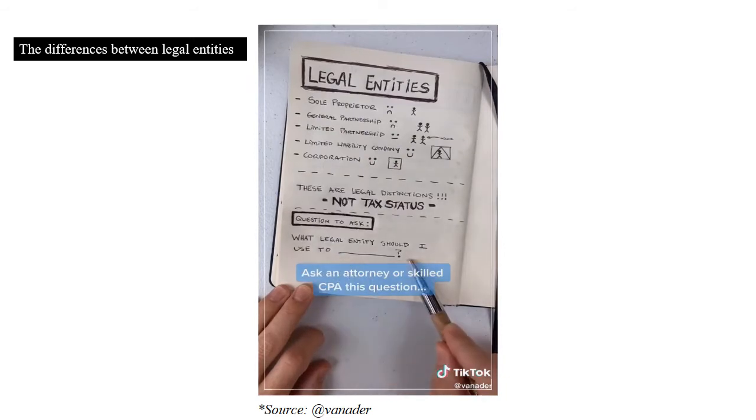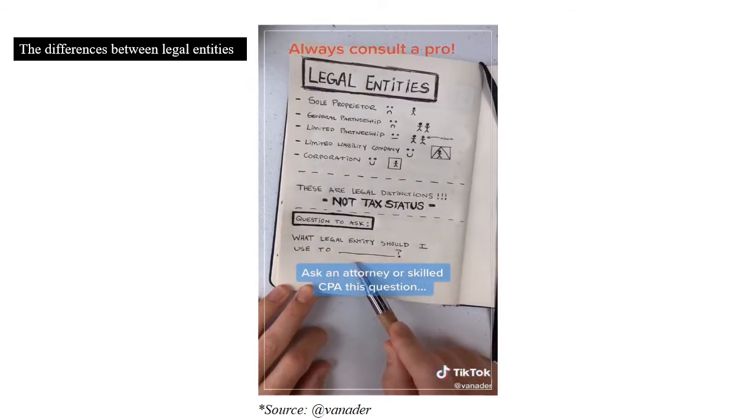Here's what you need to ask the pros. What legal entity should I use to blank? Be good to future you.